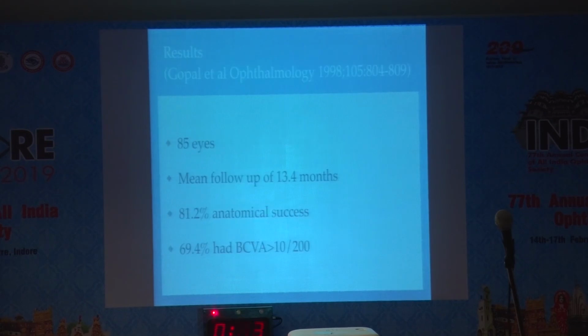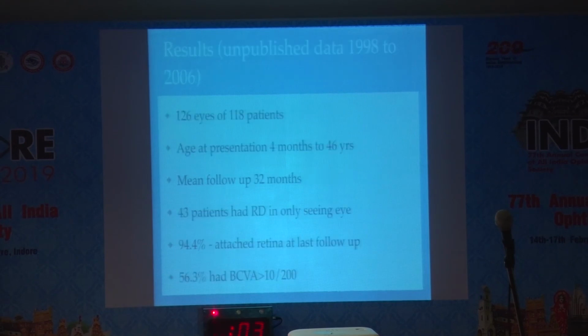This is just our experience, which was published in 1998, of 85 eyes. We had a success of 81.2%, with nearly 70% having better than 10/200 vision. It was upgraded in 2006, unpublished data, which was presented at the Academy by my colleague Dr. Muna. And of 126 eyes, the success rate was even better because we learned from our mistakes.